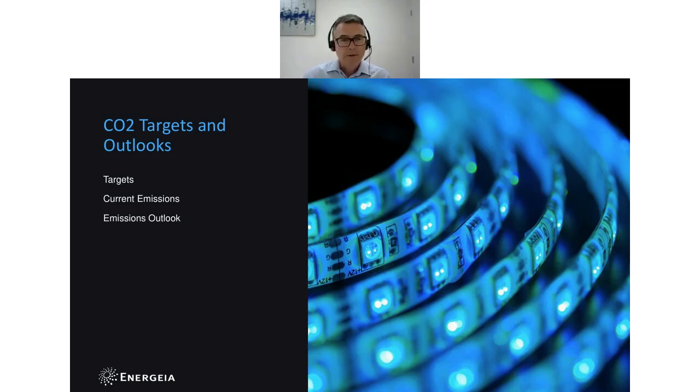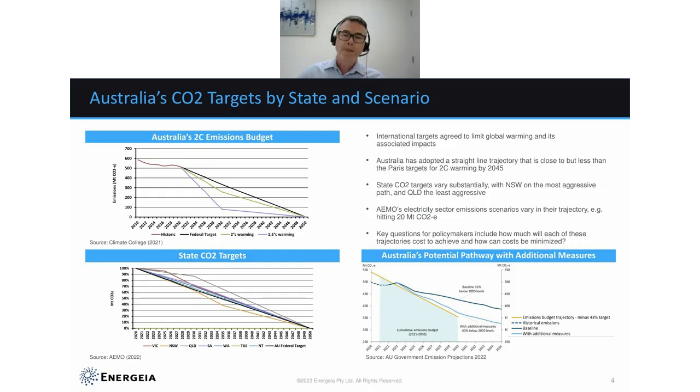So first, let's talk about the targets and the outlooks. What we have here are the current estimates of what the CO2 budget would look like for Australia under a 1.5 or a 2 C warming scenario. This was via the Climate College modeling results. And you can see that the current federal target is slightly above the 2-degree warming pathway. It does get to the same point by 2050, however.